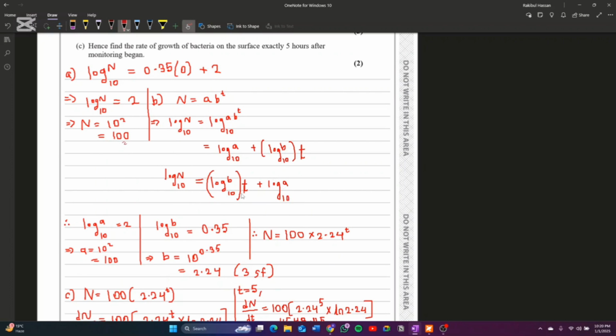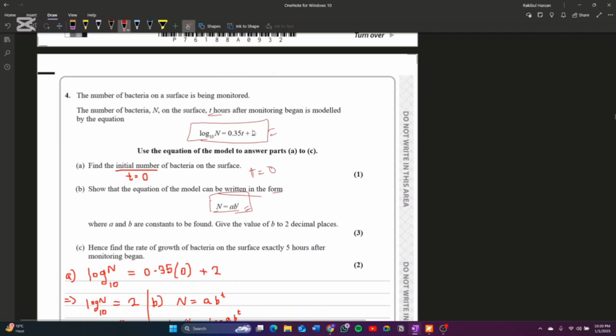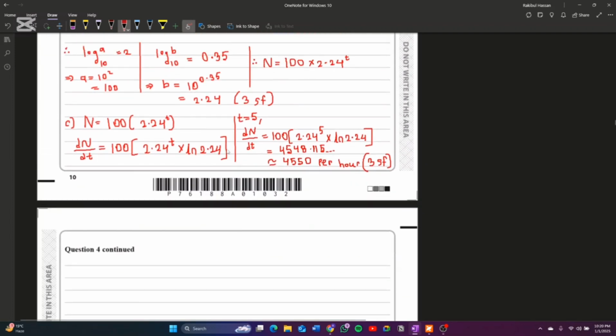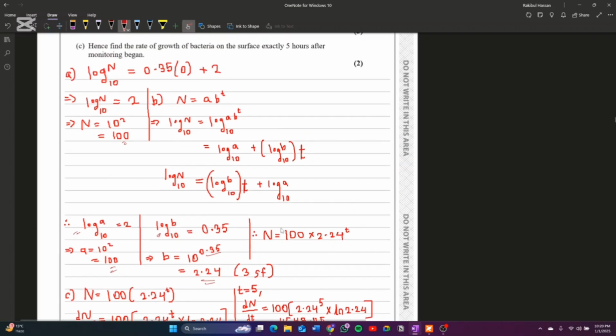Now this looks like a straight line, right? This is exactly a straight line. So log 10 a is the c value, where in this equation c is 2, and this is m, so m equals 0.35. This is m, this is c, and from here we can find that a equals 100 and b equals 10 to the power of 0.35, which is equal to 2.24. And so, since we have found the values of a and b, we can write that n equals 100 times 2.24 to the power of t.